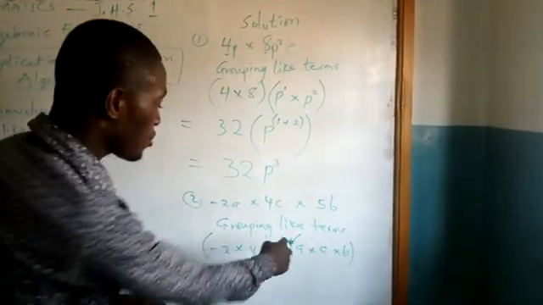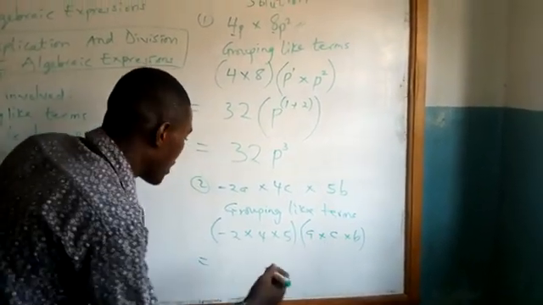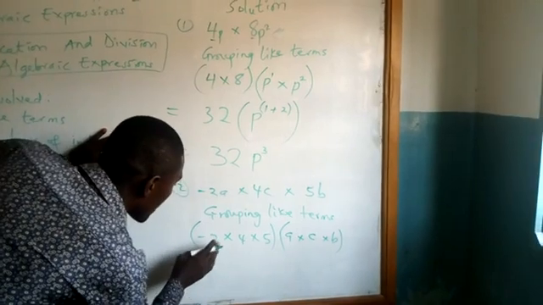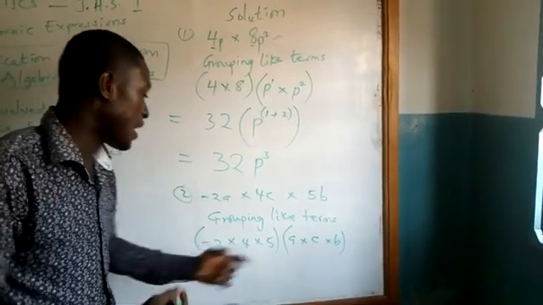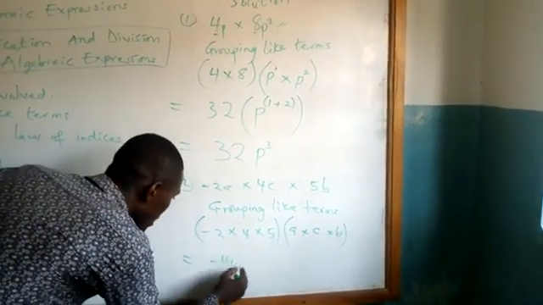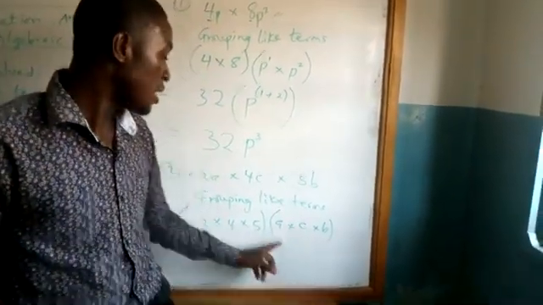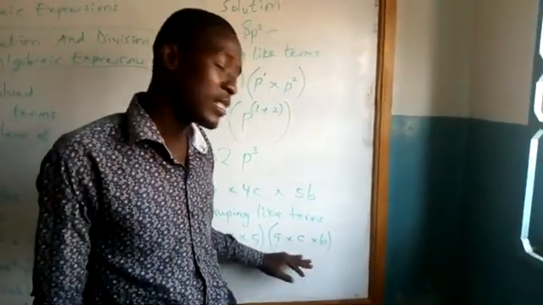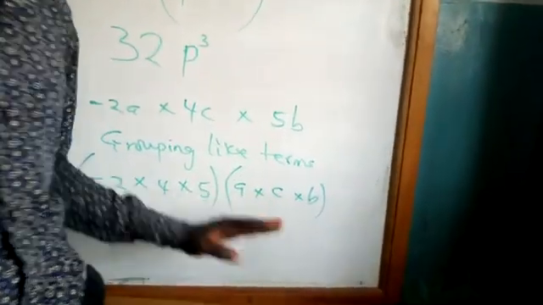So when it comes to this, we will first deal with the constants, then we come to the variables, the letters. Right now we have negative 2 times 4 giving us negative 8. And negative 8 times 5 gives us negative 40. So we write it here. Then we come to the second bracket which contains the variables. Here we have variables which are different from each other.